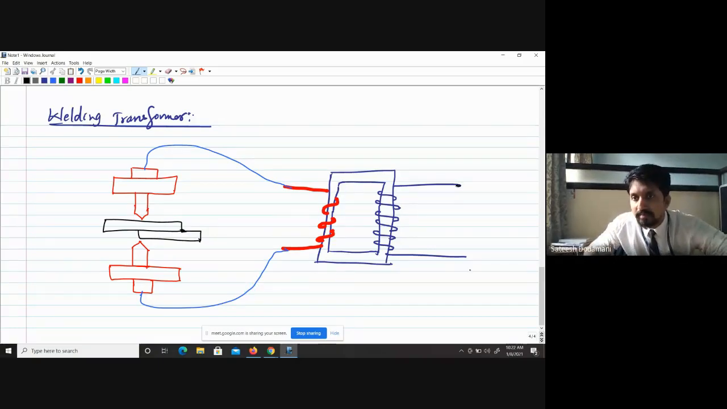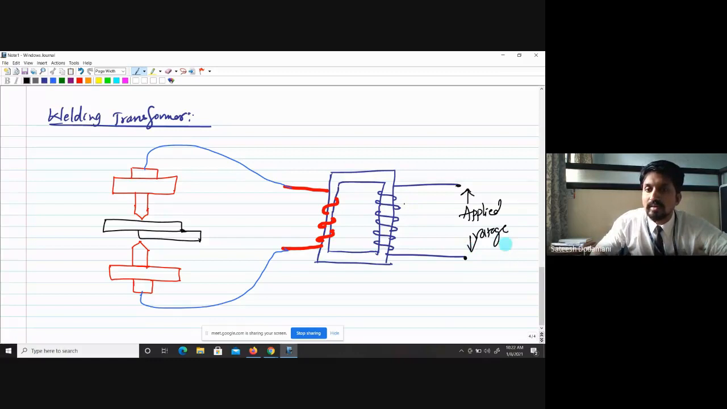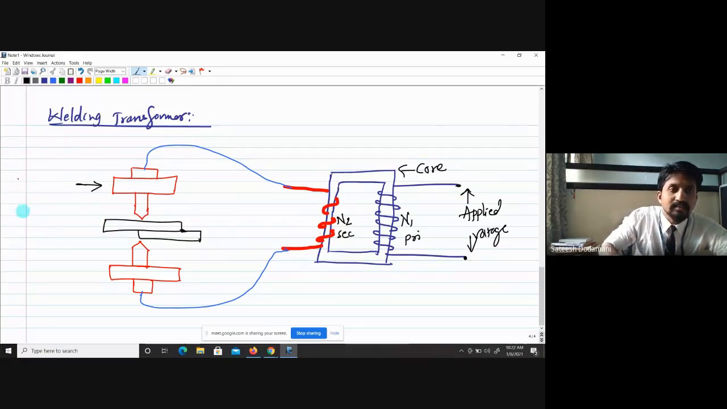Okay, now let me write the things here. Applied voltage will be there. So the applied voltage is AC in nature. Here the number of turns in the primary is N1, and N2 is the number of turns in the secondary, and this one is the core of the transformer. This is the primary winding, this is the secondary winding, and this is called the movable arm, and this one is called the fixed arm.